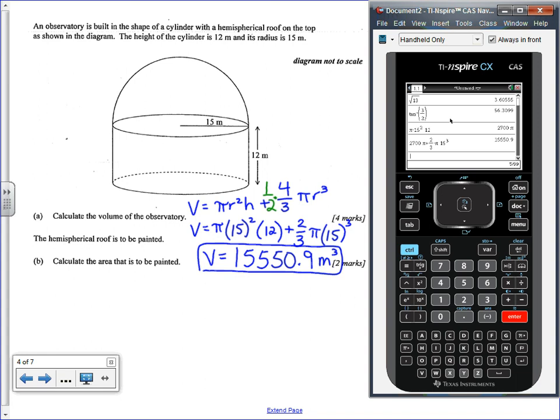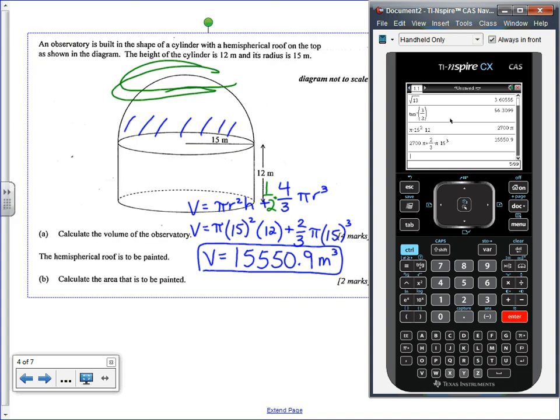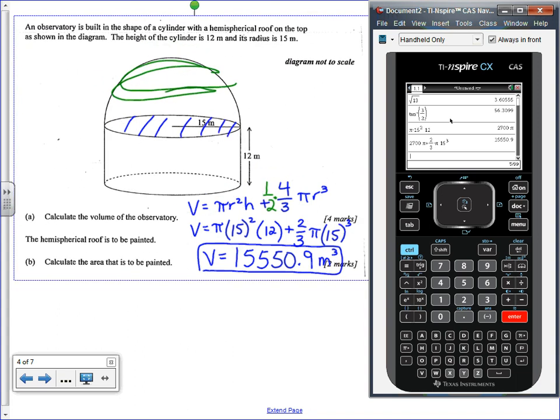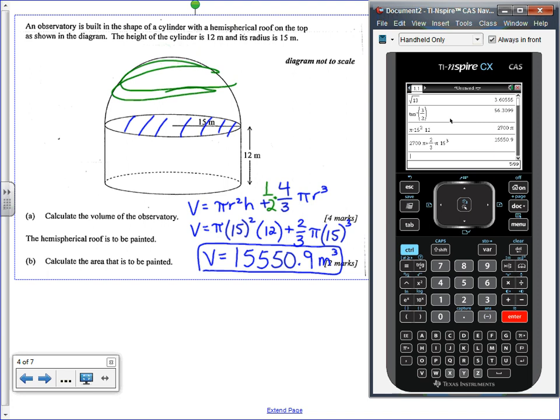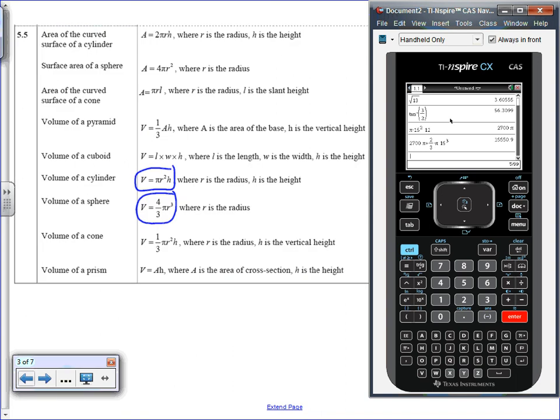Then the second part of this question tells us the hemispherical roof is to be painted. If you're painting the roof of this, that's only on the exterior. It is not going to include this circle here. We are just painting the outside of the hemisphere, right? The whole outside of the hemisphere. Sorry, I'm trying to picture that. So where all that green is shown, you're painting the outside of the hemisphere. Calculate the area that is to be painted. This is a very straightforward question. We're going to take our surface area for a sphere formula and simply cut it in half.